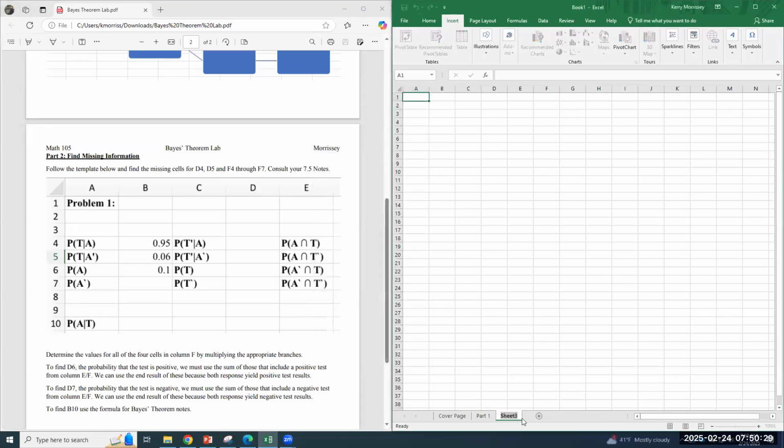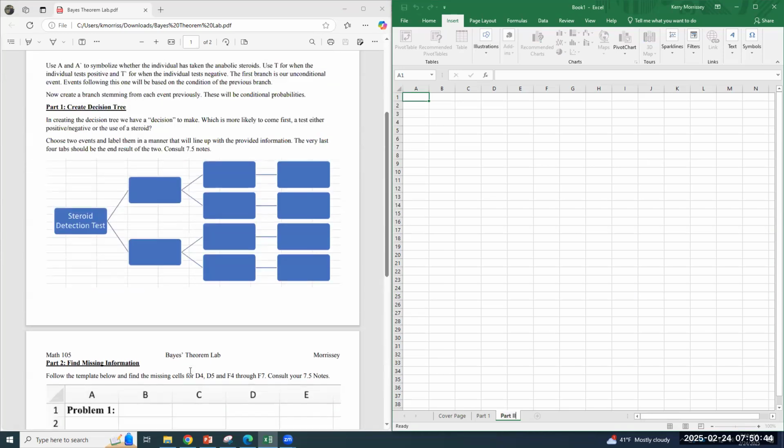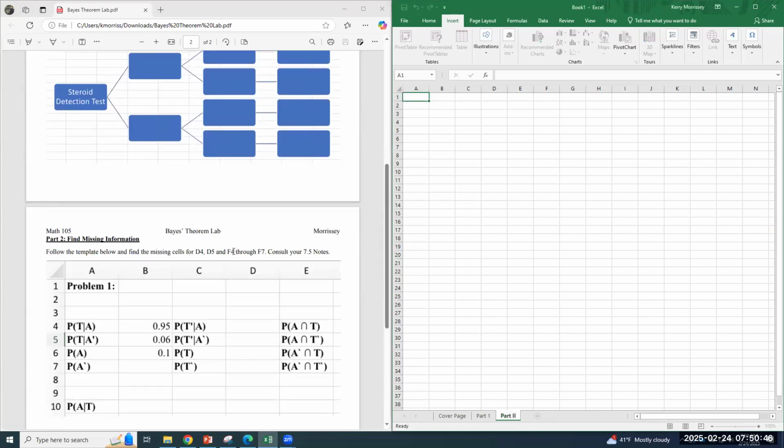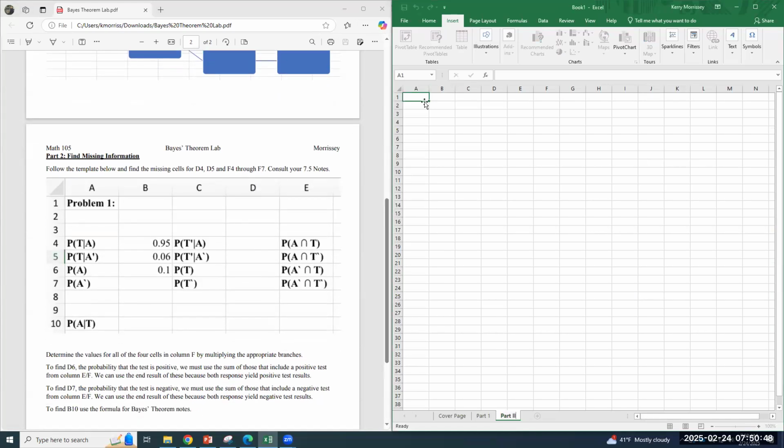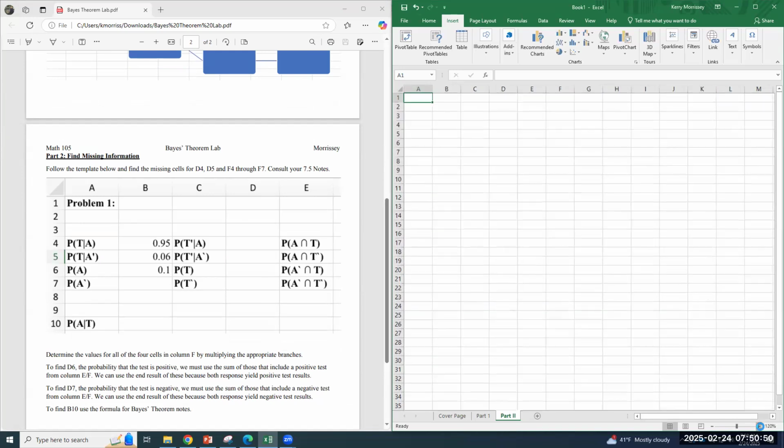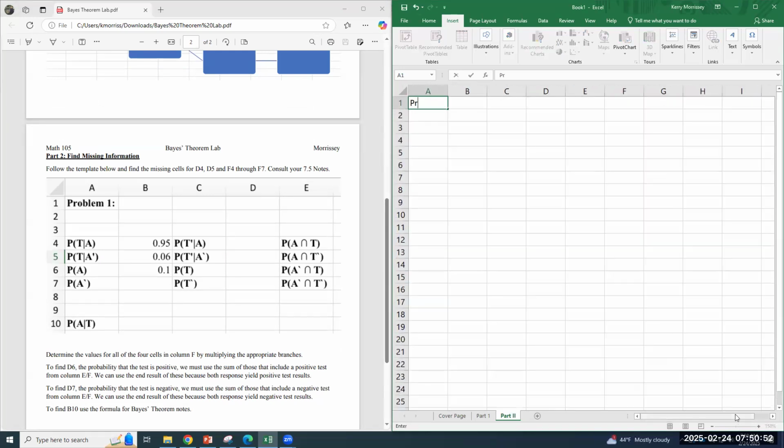So part 2. So it says follow the template below to find the missing cells for D4, D5, and F4 through F7. Consult your 7.5 notes. And I just want to make sure, yep, here we go. So here, let's go ahead and just work on your template for a moment. I'll zoom in for a moment.